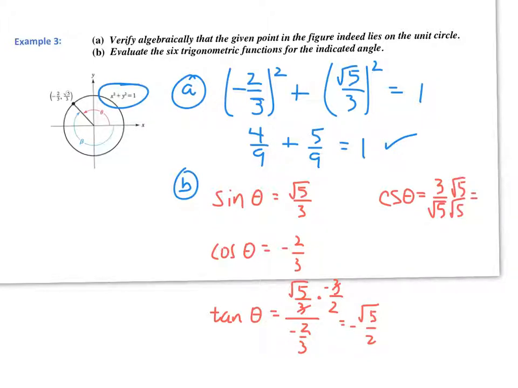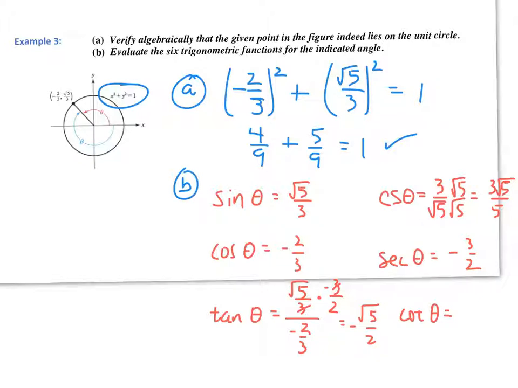And we get 3 root 5 over 5. All right, and then for our secant of theta, this one at least we don't have to rationalize. Negative 3 over 2. And then cotangent of theta, we are going to have to rationalize because we have to flip our negative root 5 over 2. Anybody got a final answer on that one?